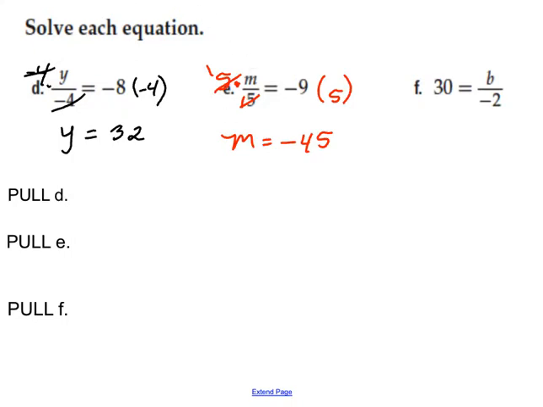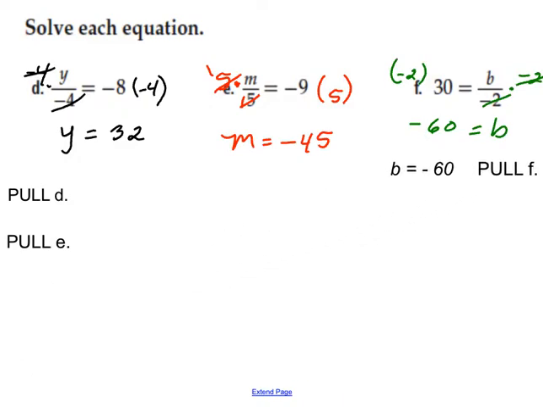Last one here. Let's take a look at this one. 30 equals b divided by -2. Well, we need to multiply by -2. Whatever we do to one side, we must do on the other side. And don't forget we're multiplying. So now these -2's will cancel on the right-hand side, and we still have that letter b over there. And then -2 times 30, a negative times a positive is a negative. And if we double 30, we get 60. So we should have -60 for our answer there. And we do. So we're doing a good job so far.